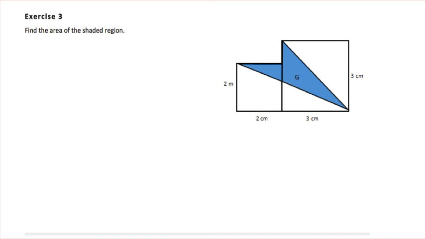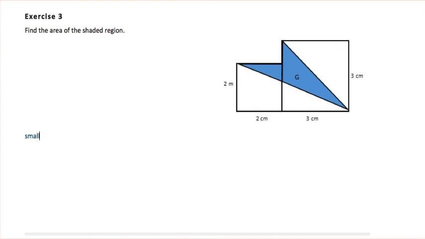In our final exercise, they're asking us to find the area of the shaded region, and this one is a little more complicated than what we've been looking at. We have this square and a larger square. We know they're squares because their sides have the same measurements. And then we have a triangle shaded inside this, and a triangle shaded inside this. So the first thing we want to do is let's go ahead and find the area of each square.